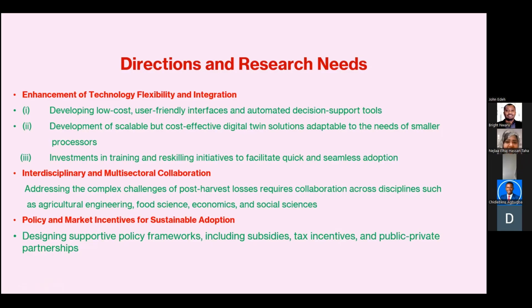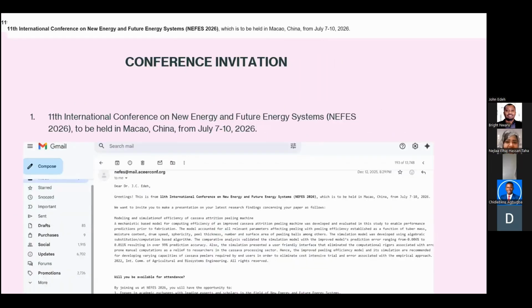So you have a role to play. That is the point we are making. Then policy and market incentive for adoption: designing a supporting policy framework, including subsidies, tax incentives, and public-private partnerships to help processors access this concept.